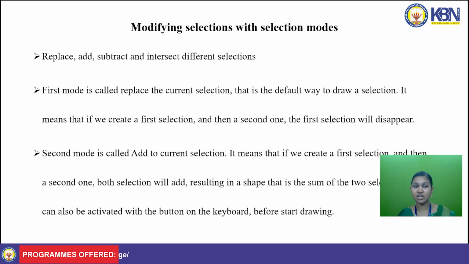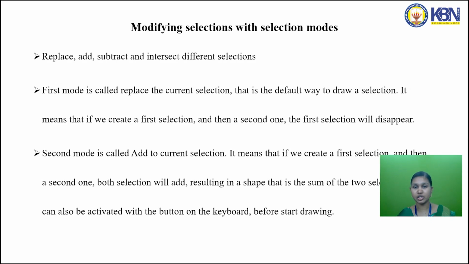The second one is called add to current selection. It means if you create a first selection, then a second one, both selections will be added, resulting in a combined shape. This concept is the sum of two selections. In the first mode, the second image will be inserted and the first one will disappear. Only one image will be visible. Now the second mode means add to current selection. The first image will be present and the second image will also be present. It means the two images will be activated with a button on the keyboard before you start drawing.